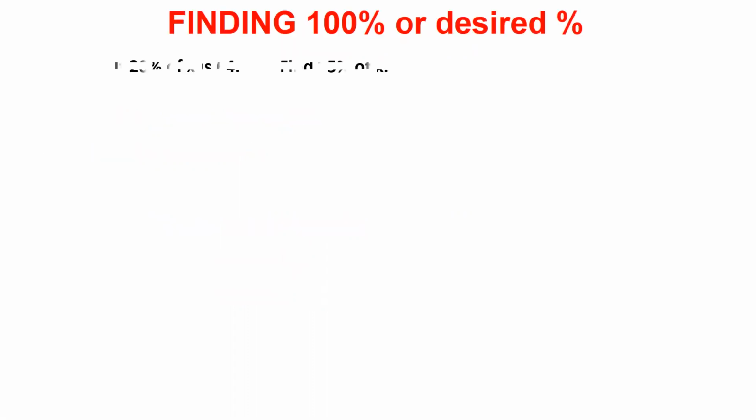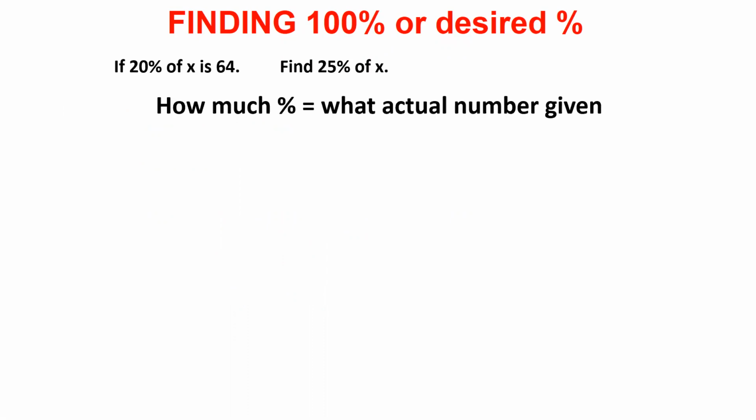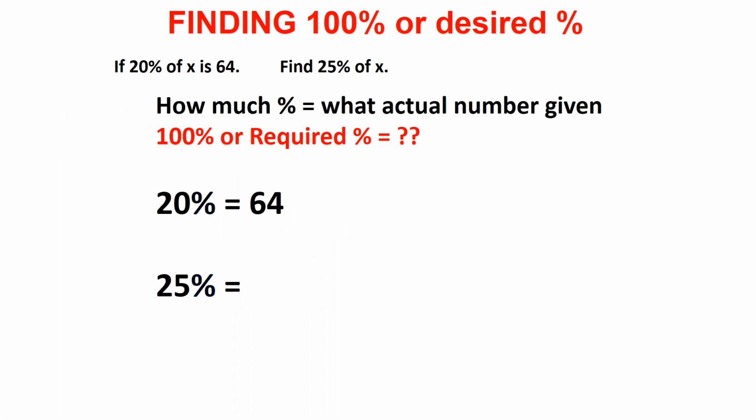Let us move ahead to the next question. If it is given 20% of a number is 64, what is 25% of x? So here we need to compare how much percentage is equal to what exact number is given, so that we can get our 100% or required percentage. In this question, 20% is equal to 64. 25%, you can get 64 upon 20 into 25, right? By cancellation, we'll be getting the answer as 80.